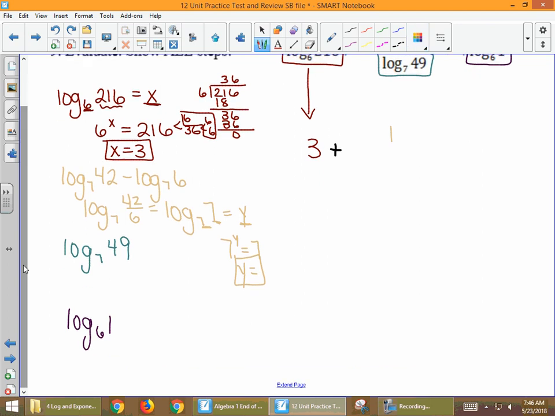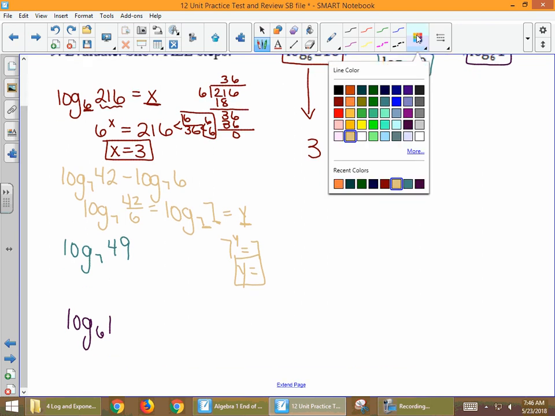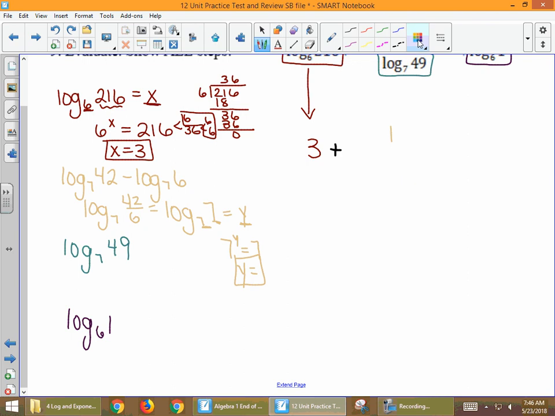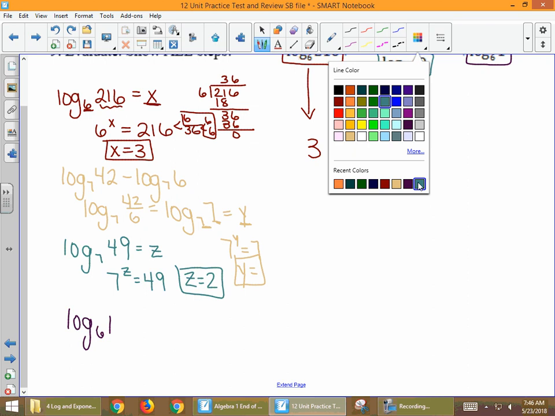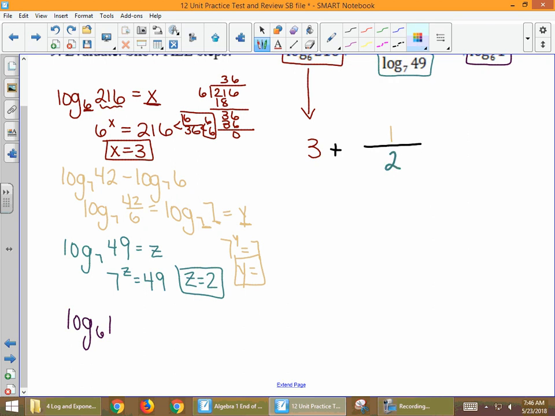All right, 2 more little guys to deal with, and these get easier as you go. So I'll make this equal to z, since I already used x and y. 7 to some power equals 49, and you may be totally ahead of me right now. I really hope you are. So z equals 2. So in my denominator here, 2.